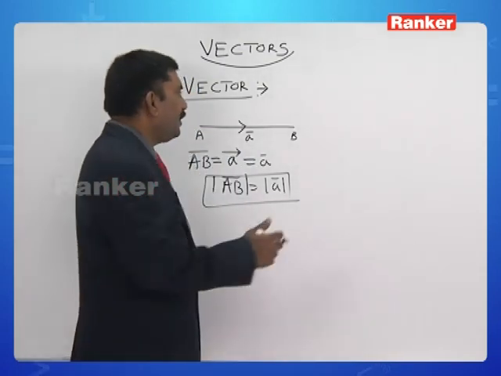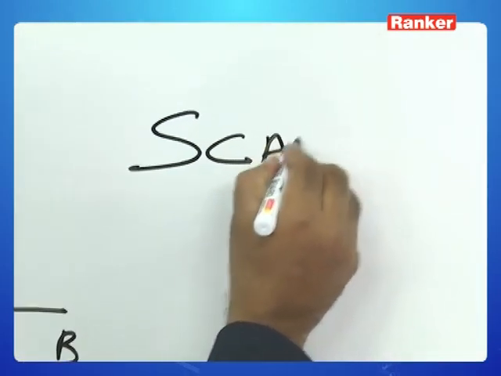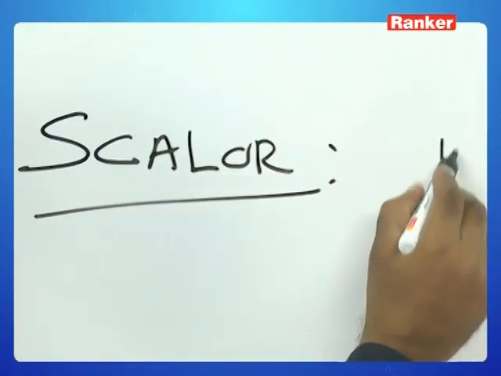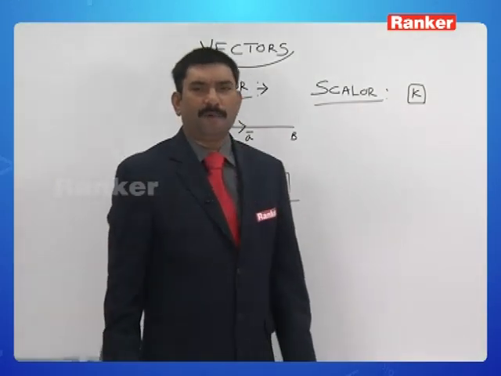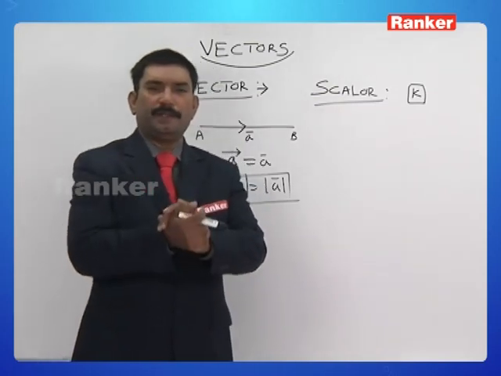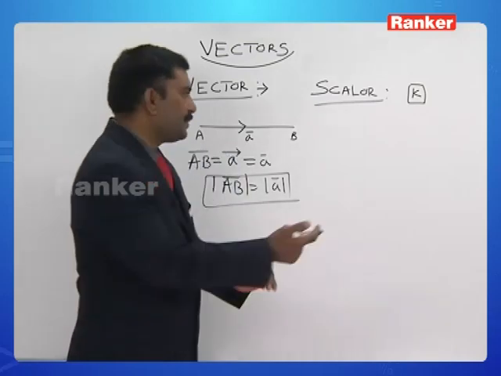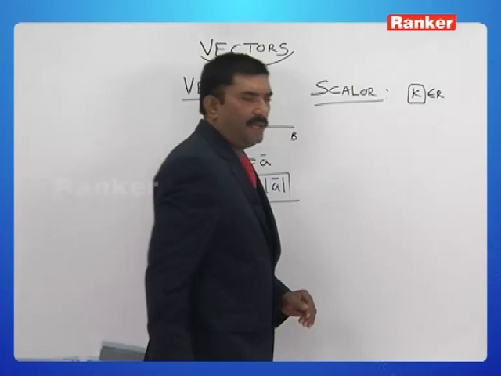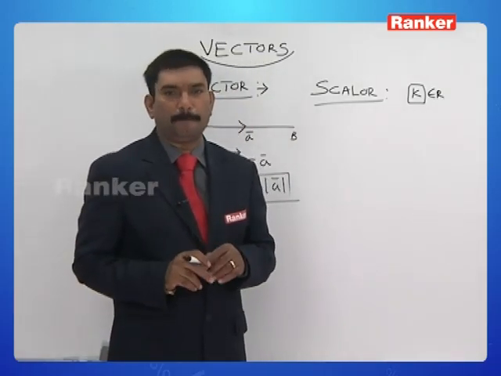So therefore, now I will write a scalar. What is a scalar? A scalar is denoted by just any real number. So how to represent a scalar? A scalar is denoted by any real number k. Okay, k belongs to R, right? K belongs to R. Now, examples I told: mass, temperature, distance, length.